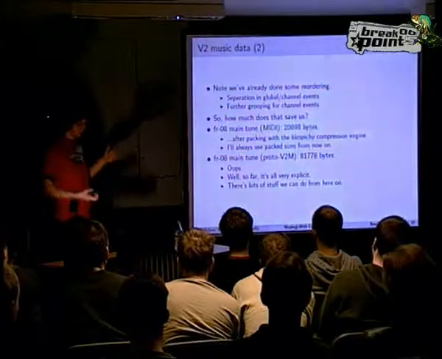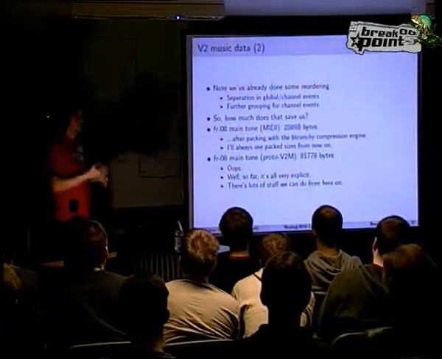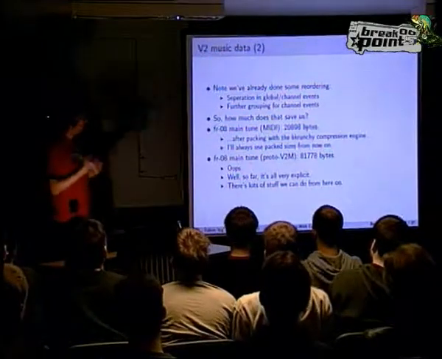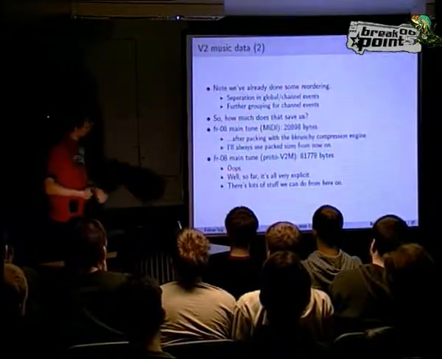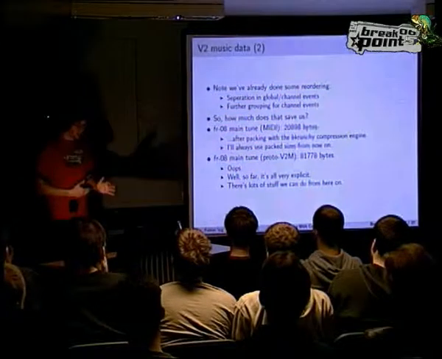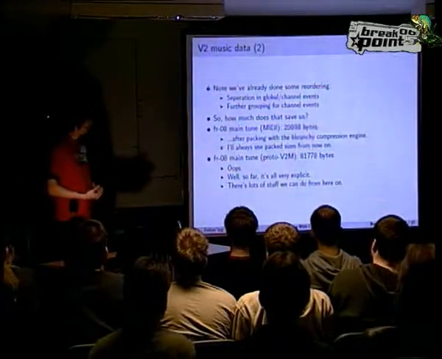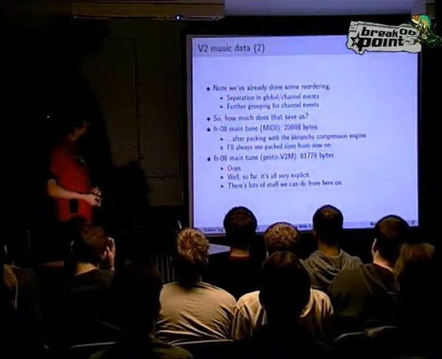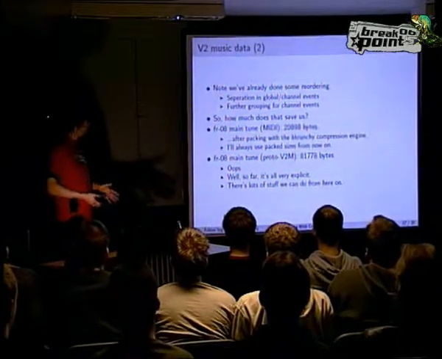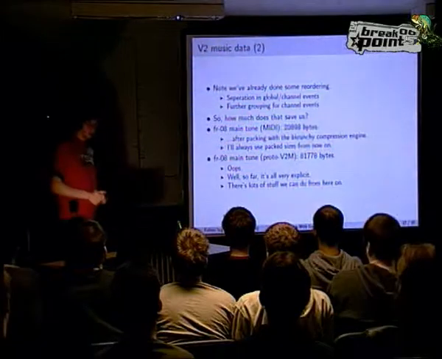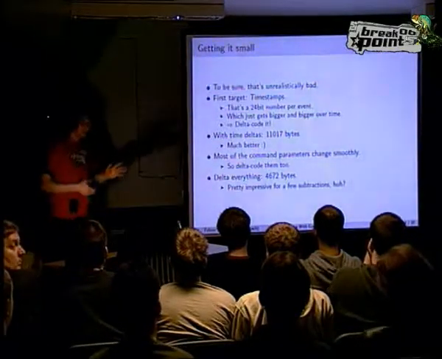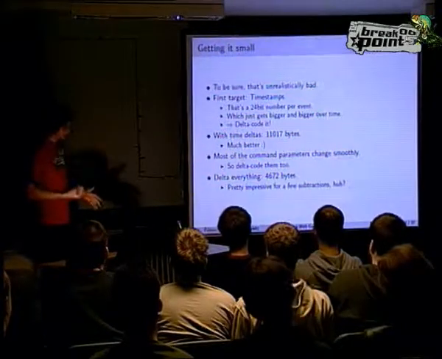So the problem is that we store a lot of information. For each effect, we have a timestamp which tells us where it happens. This timestamp is very big, and we store all parameters explicitly. So it's very easy to play, but it's not optimal for compression. So there's a lot of stuff we can do to make it compress better. And the first thing we'll be looking at will be timestamps.